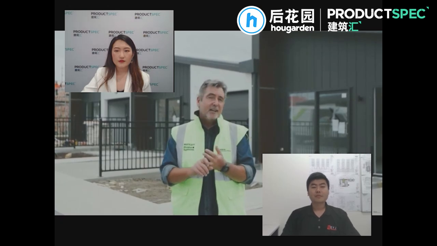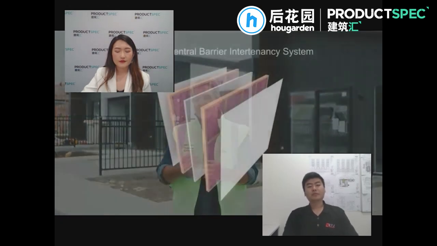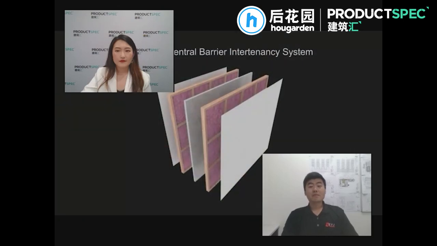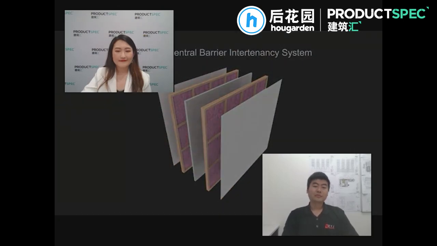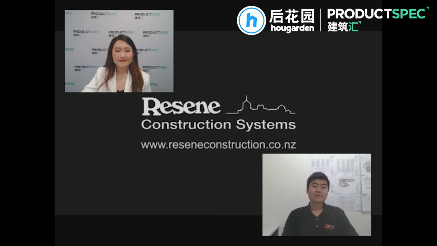It's great to see this project nearing completion, and it's really good to know that the critical functions of fire protection and acoustic isolation achieved by the Resene Construction Systems central barrier intertenancy system will serve these owners for years to come. For more information, go to reseneconstruction.co.nz.